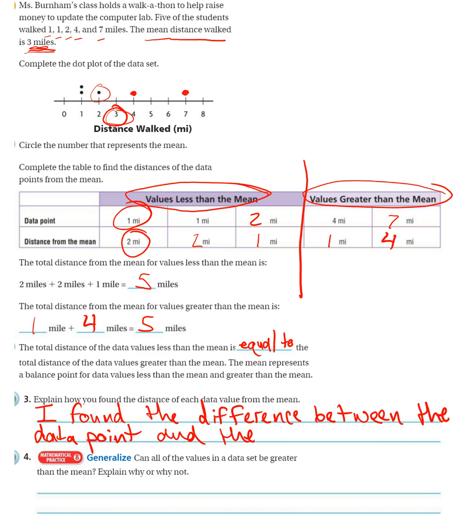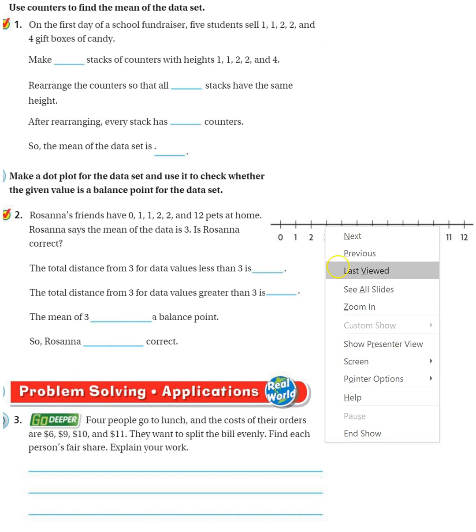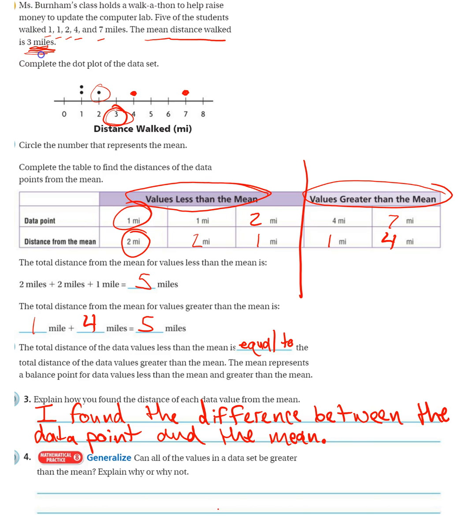the mean. And the mean was given to us. The mean was 3 miles. So I just found the distance between this observed amount of distance and the mean. So 3 minus 1 is 2, 3 minus 1 is 2, 3 minus 2 is 1, and then just so I'm not dealing with the negative numbers, 4 minus 3 is 1, 7 minus 3 is 4.